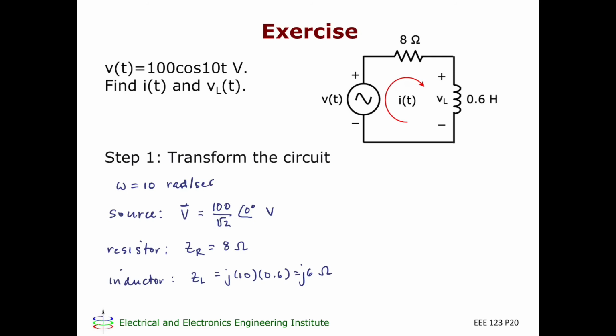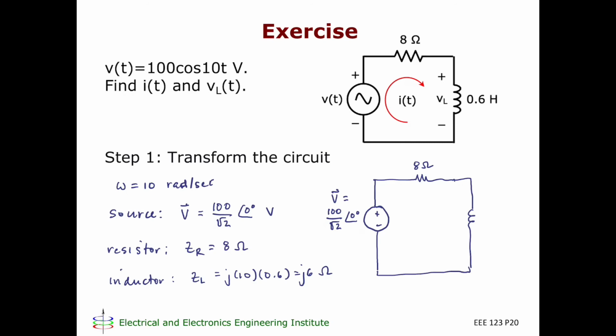So what is my transformed network? My transformed network now is, I have V, which is equal to 100 over the square root of 2 at an angle 0 degrees. I have my resistor, 8 ohms. And I have my inductance, which is j6. So this is equal to VR, that's a phasor, and this is equal to VL, which is also a phasor. And flowing in the circuit, we would have a current I, which is also a phasor. So this is my transformed network.